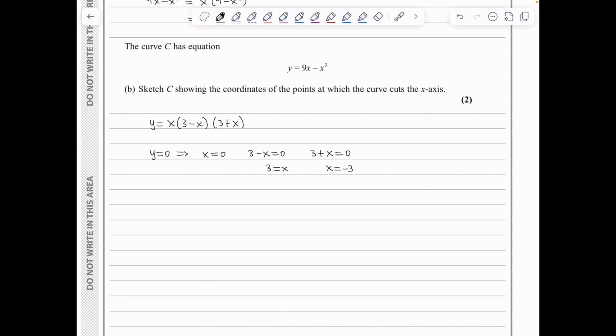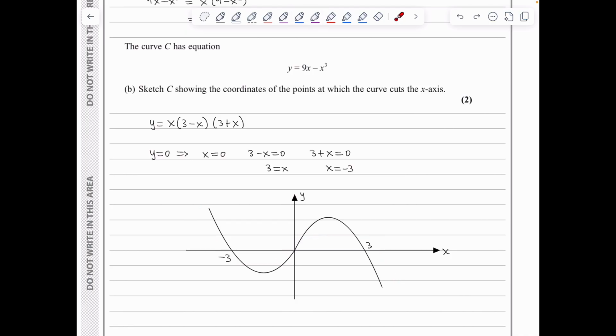We're dealing with a cubic equation here, so it's a cubic curve. The leading term, the term in x cubed, has a negative coefficient, and therefore the shape should be something like this. And therefore, if we draw the axes, we're looking at a cubic curve with a shape something like this, cutting the x-axis at minus 3, 0, and 3.